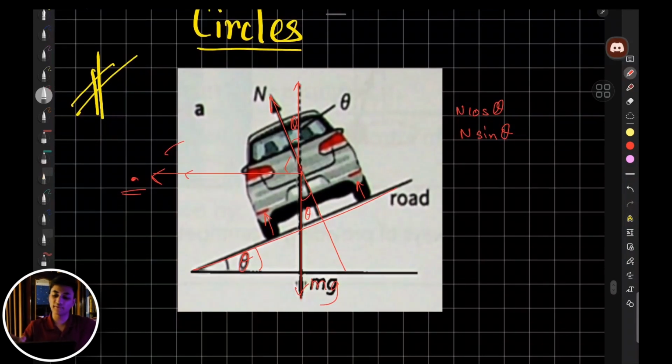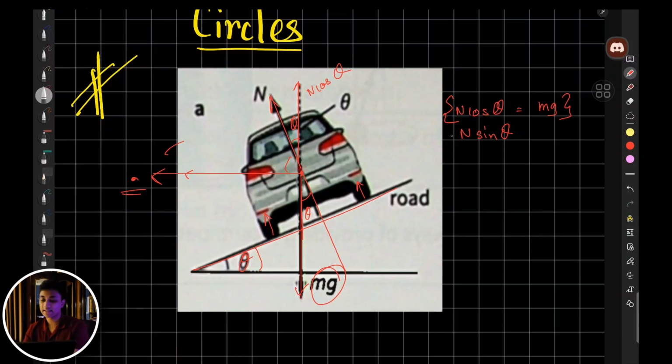Therefore, if this upward force is N cos theta and the downwards force on this car is weight mg, that means that N cos theta should equal mg, because there are no other vertical forces. Therefore, we can deduce that N cos theta equals mg.